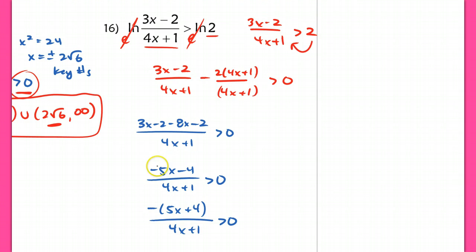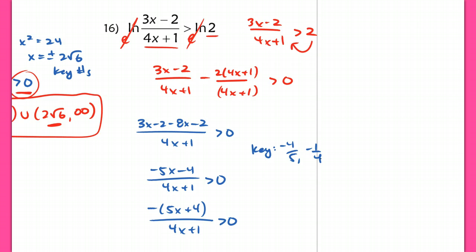So always factor out, if you can factor out a negative from both terms, do that, and make the problem a little bit easier on you. Okay, now I know I have two key numbers here. My key number from the numerator is going to be negative 4/5, and my key number from the denominator here is going to be negative 1/4.